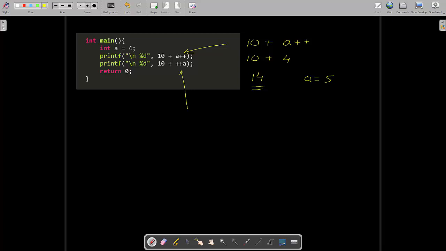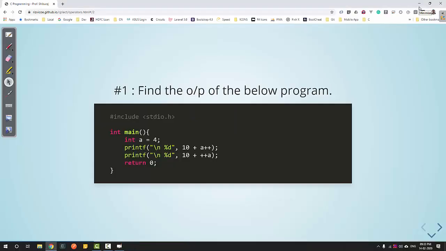In the second expression, it is 10 plus a plus plus, so this will become 10 plus, now at this stage the value of a is 5, so 5, and this is a pre-increment operator, so this will become 6, so the value is 16. So my output is nothing but 14 and 16.